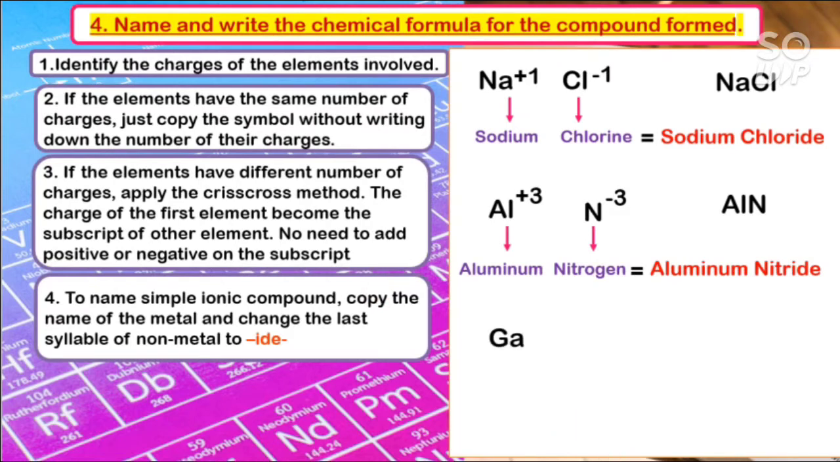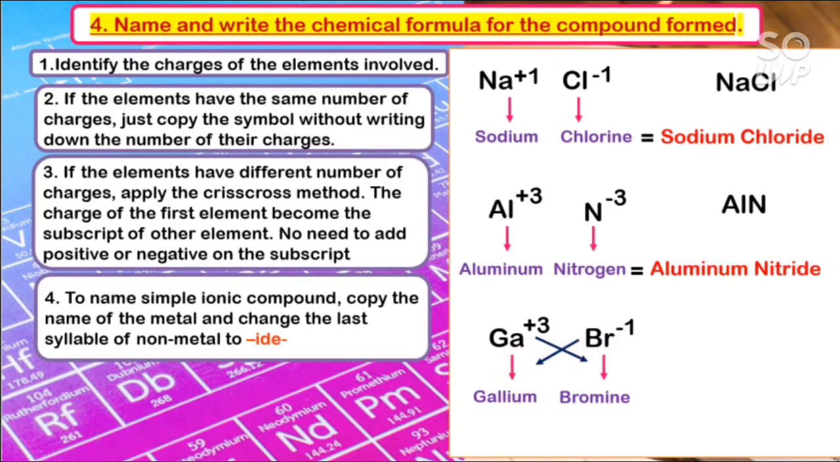Gallium has positive 3 and bromine has negative 1. Obviously, gallium and bromine have different charges, 3 and 1. So for that, we have to follow the so-called crisscross method. Meaning to say, the charge of gallium will become the subscript of bromine and the charge of bromine will become the subscript of gallium. Take note, gallium is the metal here and bromine is the non-metal. So what will be the chemical formula for this?